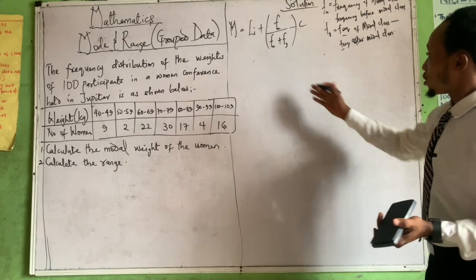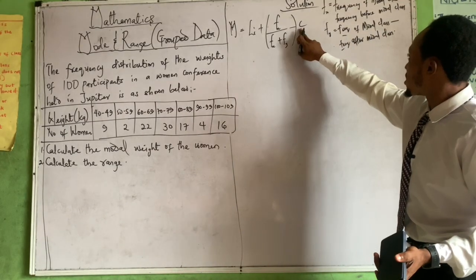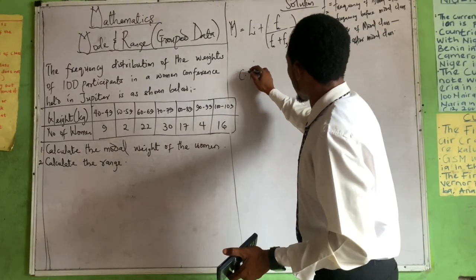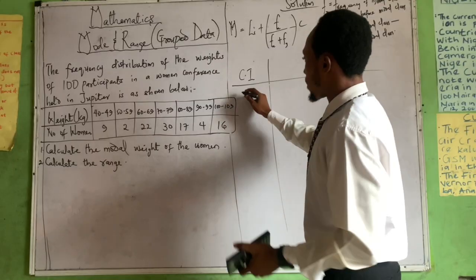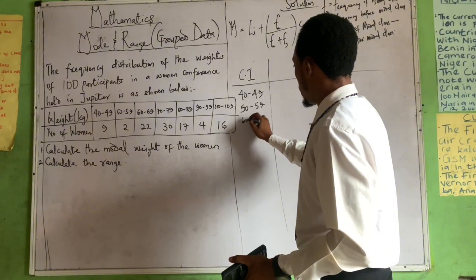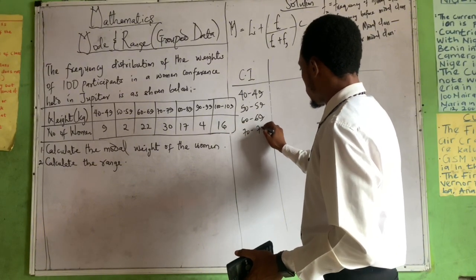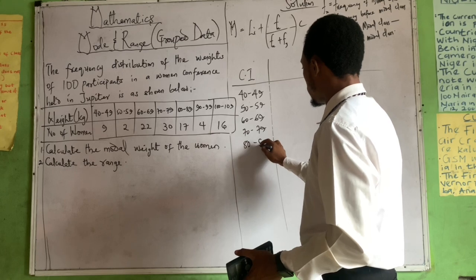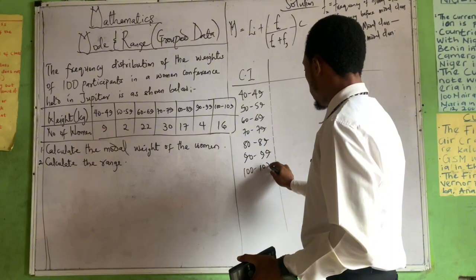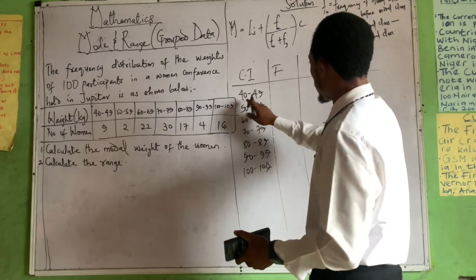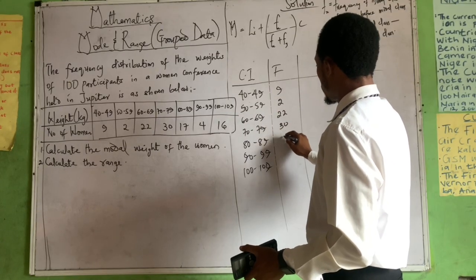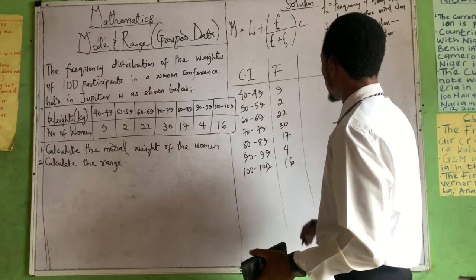So we can get all of this from the table. Don't forget, c is your class size, and L_i is the lower class boundary of the modal class. So I have my class intervals: 40 to 49, 50 to 59, 60 to 69, 70 to 79, 80 to 89, 90 to 99, then 100 to 109. My frequencies here are 9, 2, 22, 30, 17, 4, and 16.